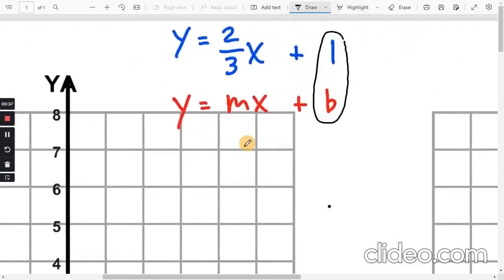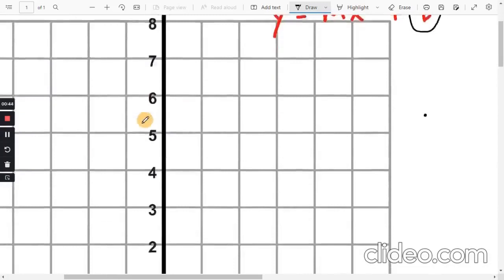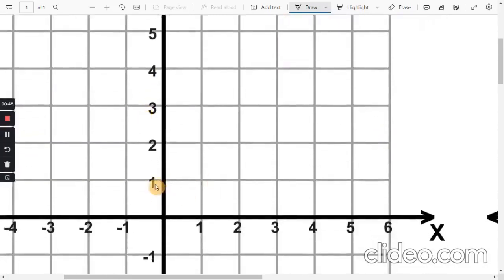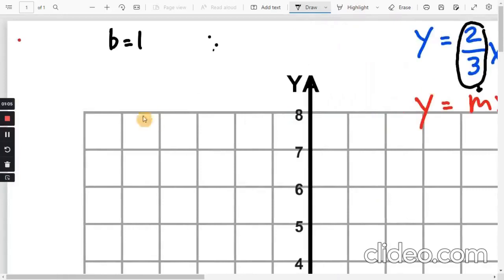So that is the y-intercept. We said b represents the y-intercept, so I'm going to go to my y-axis and find positive 1 on the y-axis. So that's right here, positive 1 on the y-axis. That's going to be my first point. And remember, the slope is represented by m. It is the number that's times x. So we can see the slope is just 2/3. m equals 2/3.